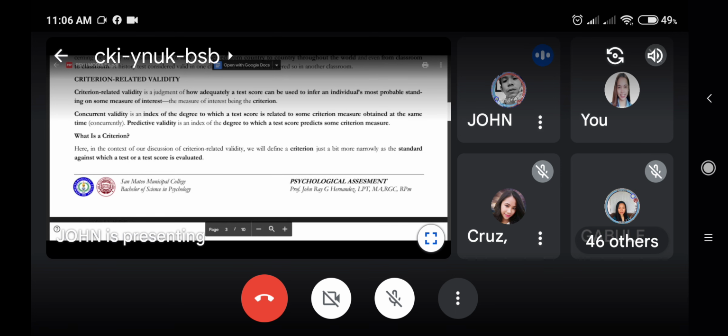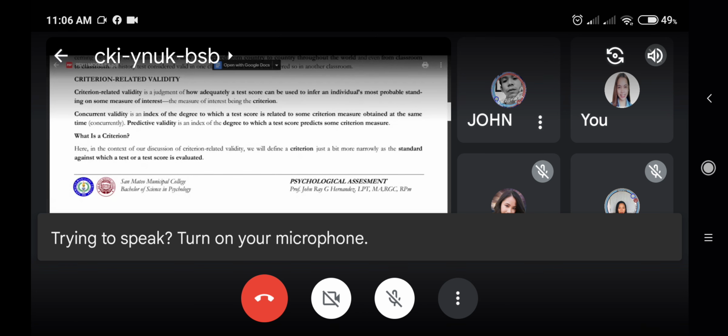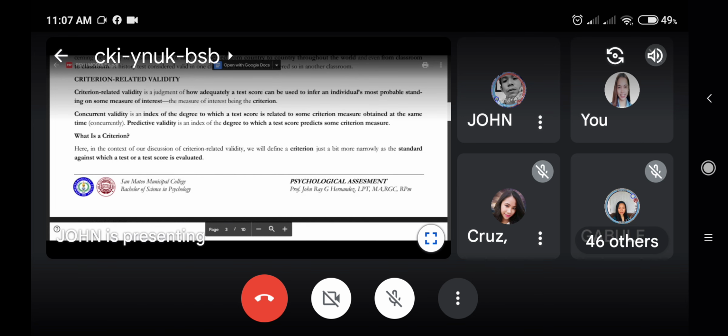Nakukuha niyo po yung pagkakaiba nung dalawa? Yes po. Yung predictive, pang-predict siya. Yung concurrent sabay. Tinitingnan mo, you're just making a comparison on two predictors or on two criteria, dalawang sabay, that's concurrent. Ngayon, pag gagamitin mo naman yung test result to predict a certain behavior, that's predictive na. Am I clear? Yes po.